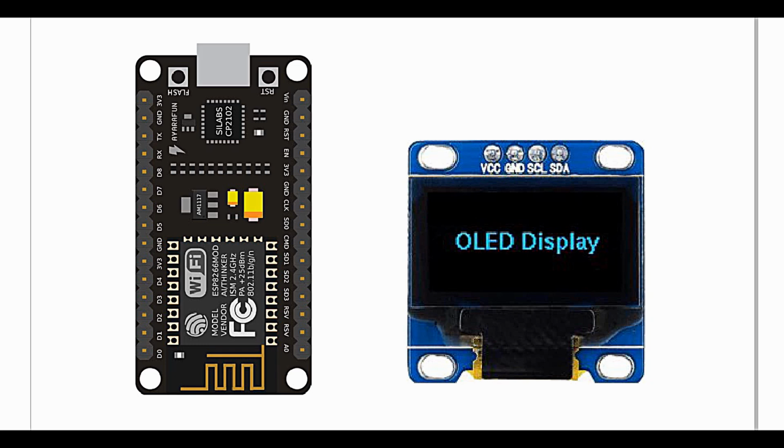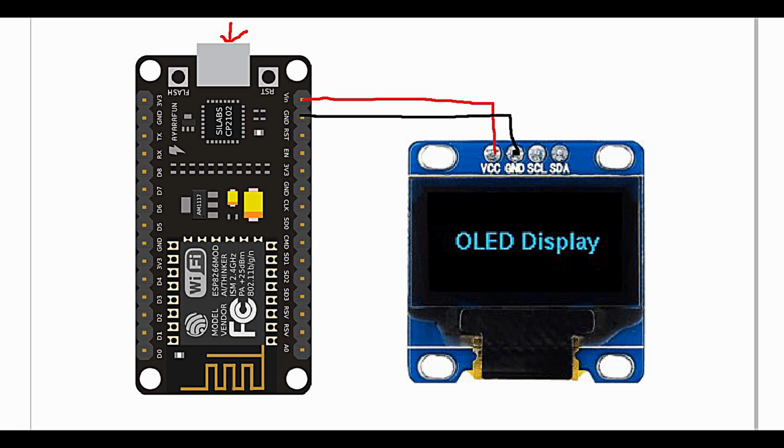This VCC I am going to power up with the help of the power from the NodeMCU. I will be connecting the NodeMCU to the PC through a micro USB cable, and the power for the NodeMCU will be provided by the USB port of my PC. So I will be taking the same VIN power and providing it to the OLED display. And ground, I am going to connect the ground of the NodeMCU to the ground of the OLED display. So I have powered up the OLED from the NodeMCU itself.